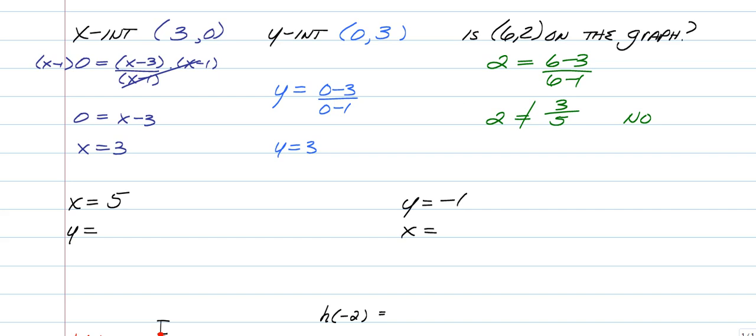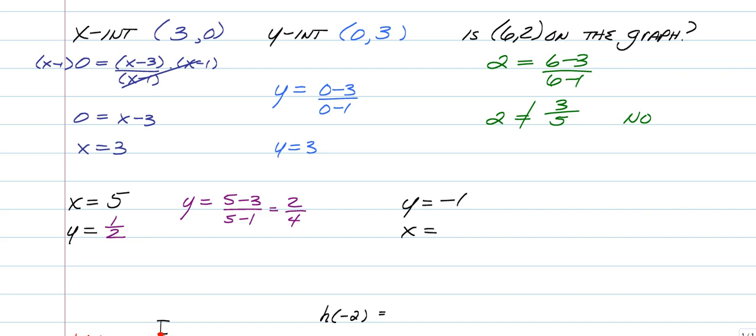So if x is equal to 5 and you're looking for y, so that's y is equal to, you're just going to have (5 minus 3) over (5 minus 1). That's going to give you 2 over 4, so of course that means y is equal to 1/2.